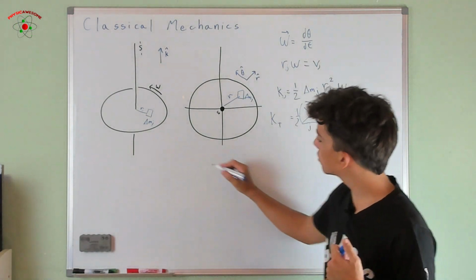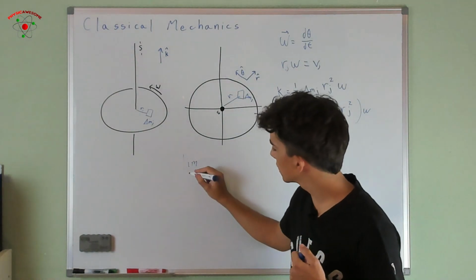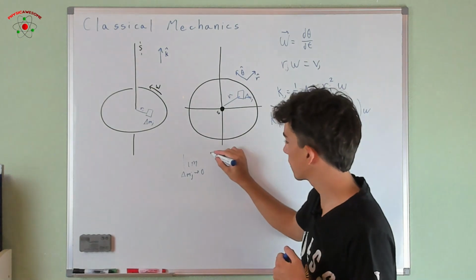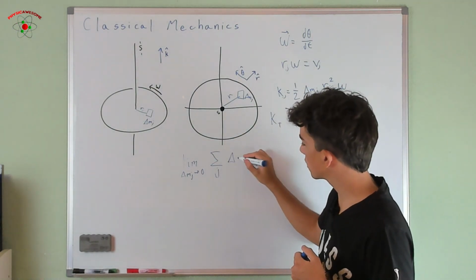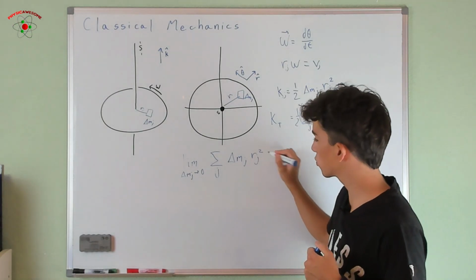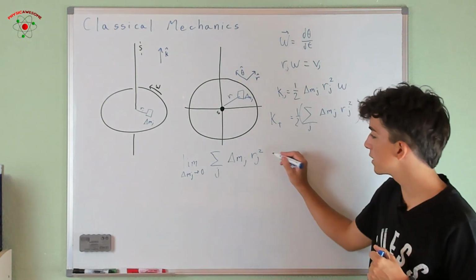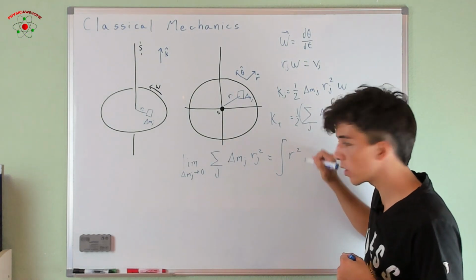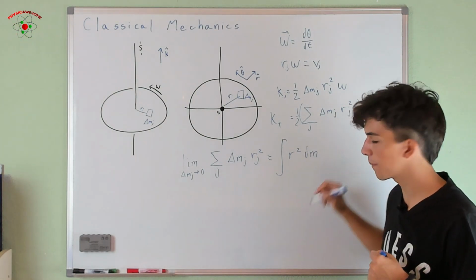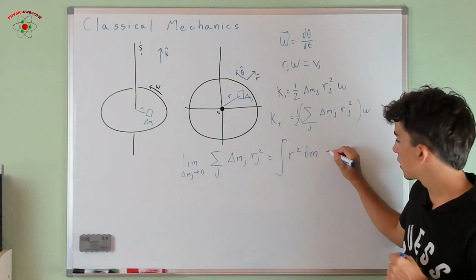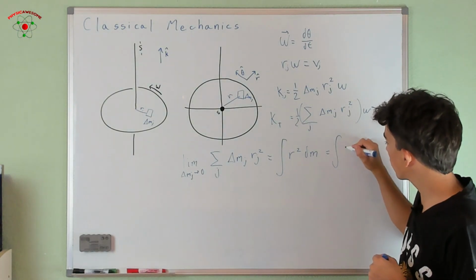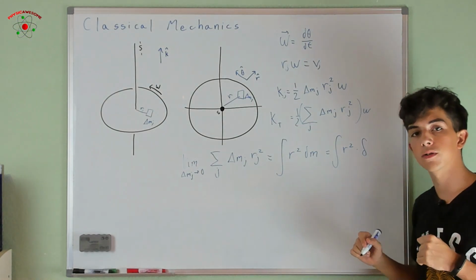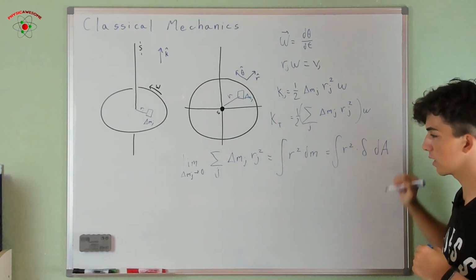And in fact, that's what we do when we take the limit as delta m_j goes to 0 of this sum, delta m_j r_j squared. And what happens is that we end up with an integral of r squared dm. Now this is going to become an integral of r squared times our density. We're going to have, imagine it's a constant density that doesn't depend on anything, times our area element.